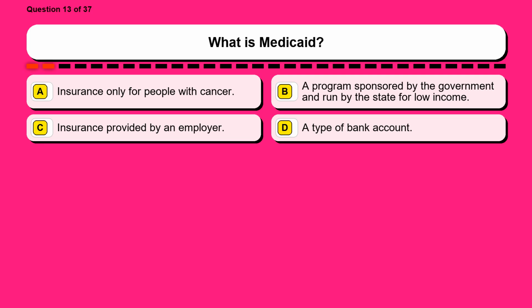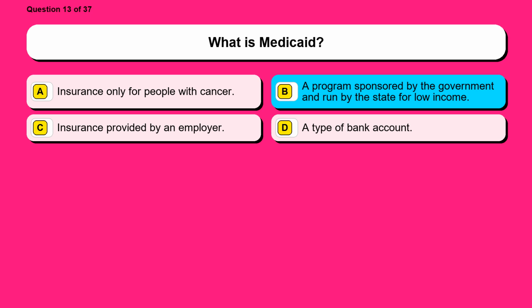Question 13. What is Medicaid? Option A, insurance only for people with cancer. Option B, a program sponsored by the government and run by the state for low income. Option C, insurance provided by an employer. Option D, a type of bank account.